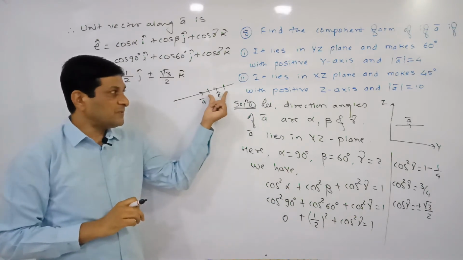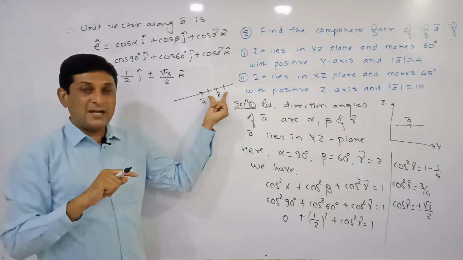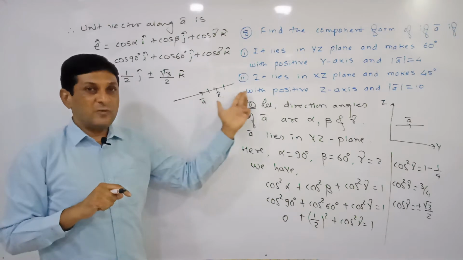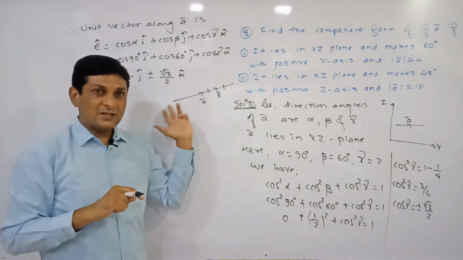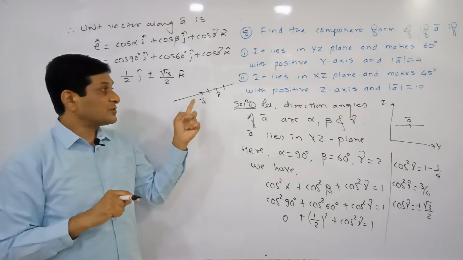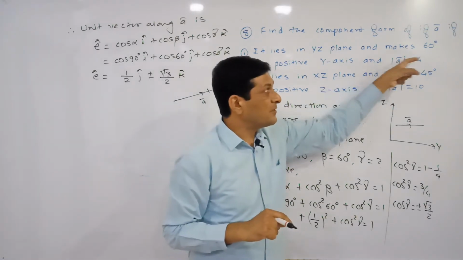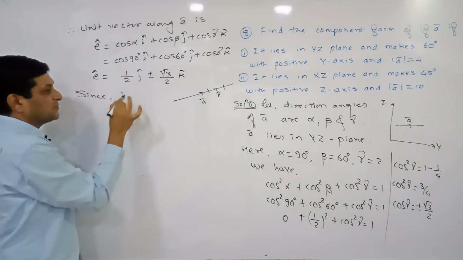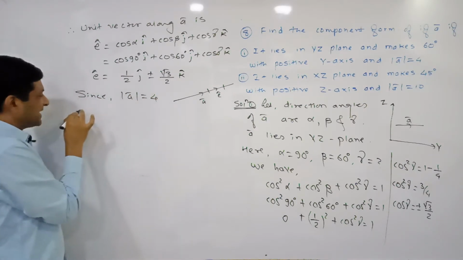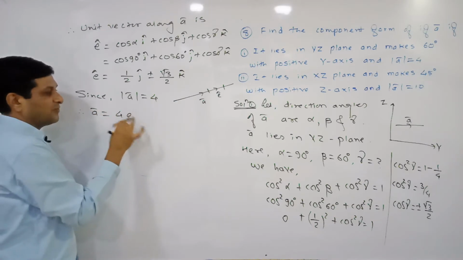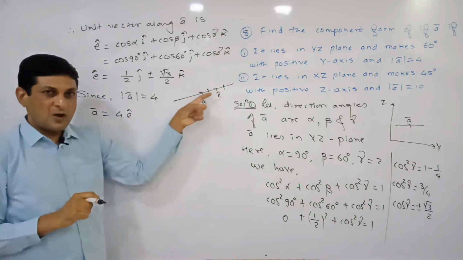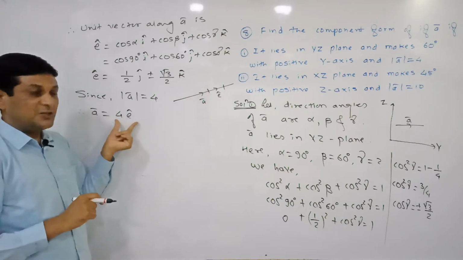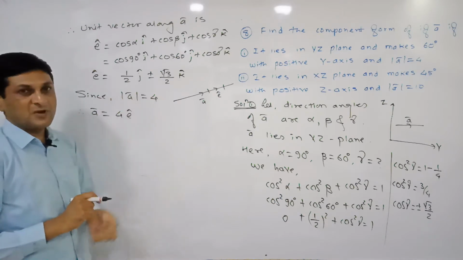Now this is a unit vector means its magnitude is what? 1. And if we are multiplying this unit vector by 4, we will get a new vector along E cap, whose magnitude is 4. And our requirement is also what? Magnitude of A bar is equal to 4. Since magnitude of A bar is equal to 4, that's why we can say that A bar is equal to 4 E cap. E cap is a unit vector along A bar, and if we multiply it by 4, we will get a new vector of magnitude 4, and that new vector is nothing but A bar, because magnitude of A bar is 4.